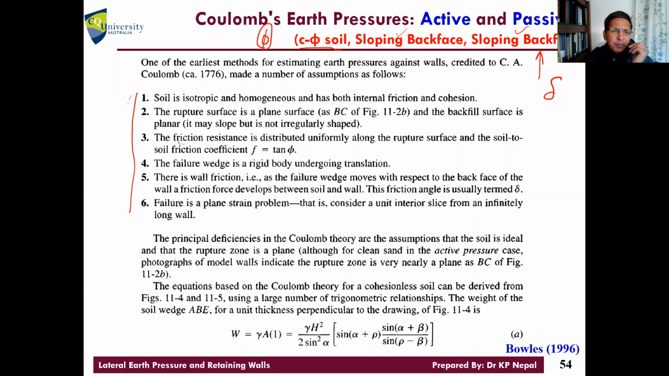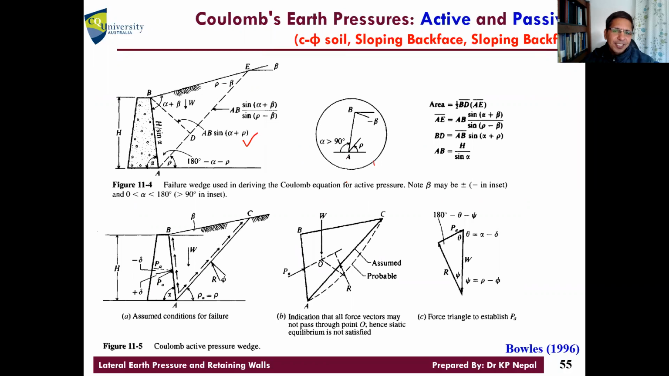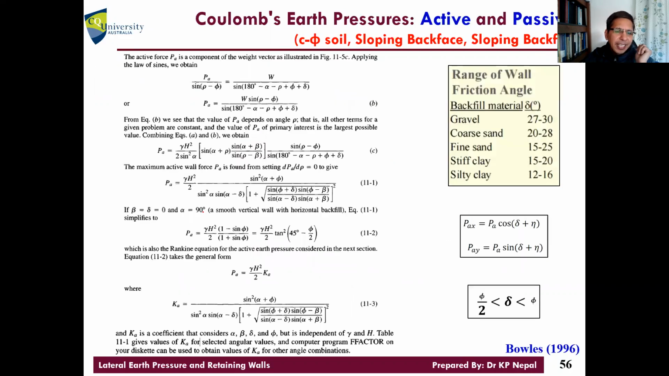You see? So frictional resistance contributes along the rupture surface of the failure wedge, and there is wall friction. That's what I mean. There is wall friction, and we consider a plane strain problem. And if you want to know how to derive the equation, just go through the geometry. This guy has done a lot, all right? And then derive the equation again.